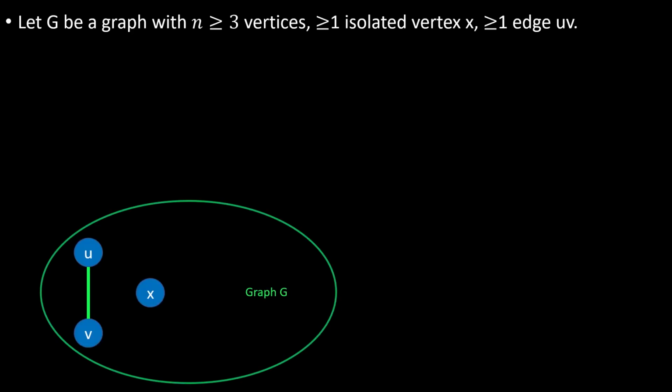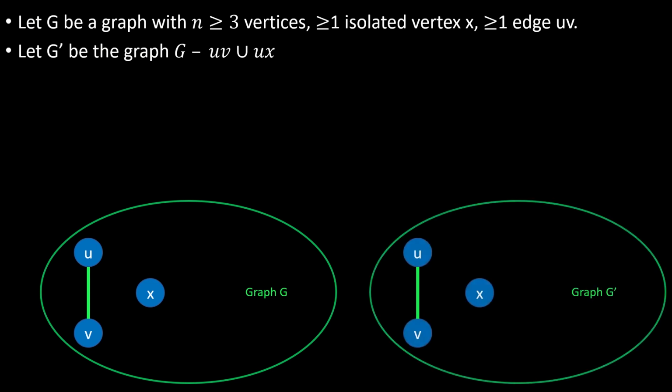Let G be a graph with n greater than or equal to 3 vertices and at least one isolated vertex x and at least one edge uv. Let G prime be the graph G without edge uv with edge ux, that is, the graph formed by deleting edge uv and adding an edge between u and isolated vertex x.